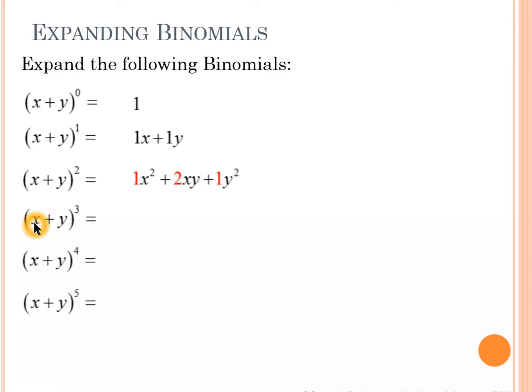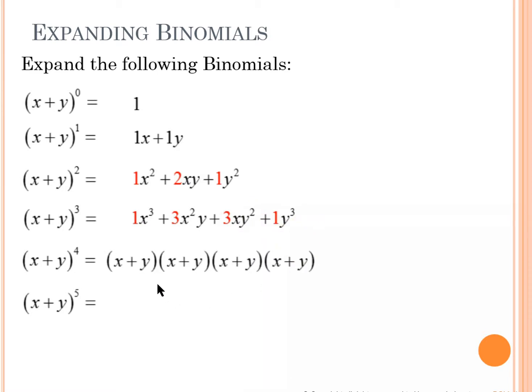And if I expand x plus y to the power 3, that means I'll have 3 terms: 1, 2, 3. I'll multiply through, I get x plus y times this expression right here, x squared plus 2xy plus y squared. And then I want to FOIL this again, and once I collect terms, I'll get 1x cubed plus 3x squared y plus 3xy squared plus 1y cubed.